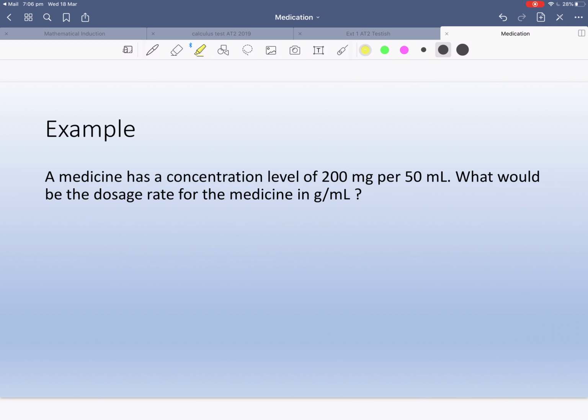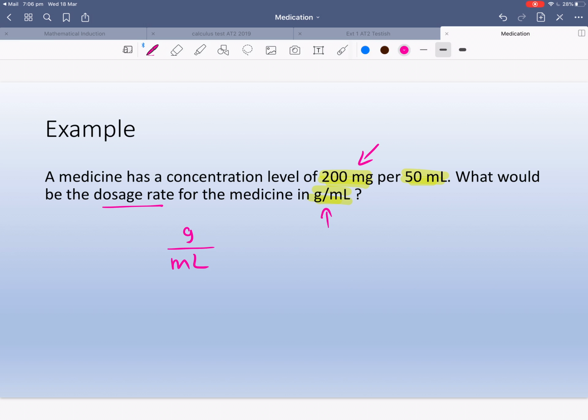Okay, so here's the first example. A medicine has a concentration level of 200 milligrams per 50 mils. What would be the dosage rate for a medicine that is grams per milliliter? Now there is actually a fraction. We've got grams over milliliters. Now the information we have is milligrams per 50 milliliters. So essentially we have to change this unit.